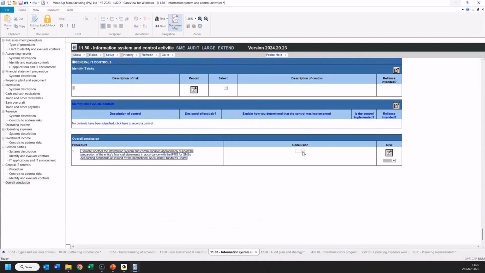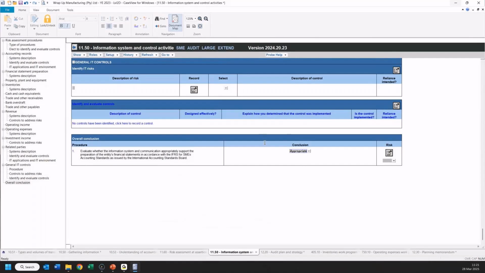But then having looked at all of the information system and control activities that we needed to, we need to conclude, considering all of this, whether the information system and the communication appropriately supports the client's preparation of the financial statements in accordance with IFRS for SME. So knowing what we now know about the client systems and how the financial statements are done, is the system overall, the information system, sufficiently designed? Yes or no? Is it appropriate? So having considered all of that, for now, I'm going to select appropriate. We will probably, again, come and have a look at this next week again. Right, that is 1150. We have done what we needed to.